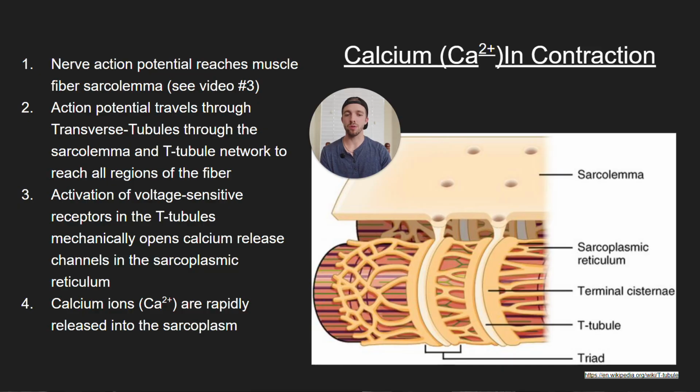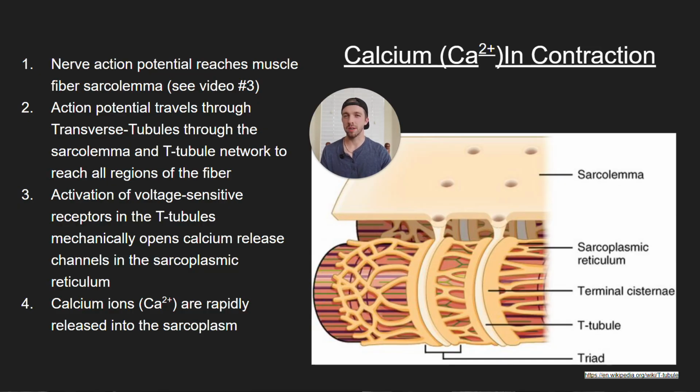It then goes through this network of transverse tubules or T-tubules that can reach all regions of the fiber. This is really important because it allows the fiber to contract all at the same time, so we don't have this kind of misfiring altogether. As the action potential reaches certain areas, we have voltage-sensitive receptors in the tubules that open up these calcium release channels in our sarcoplasmic reticulum.